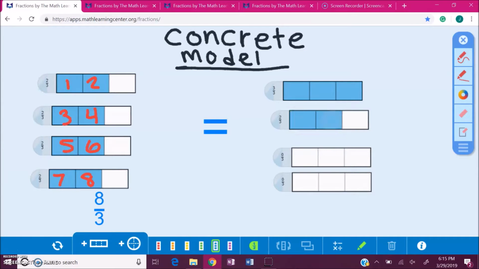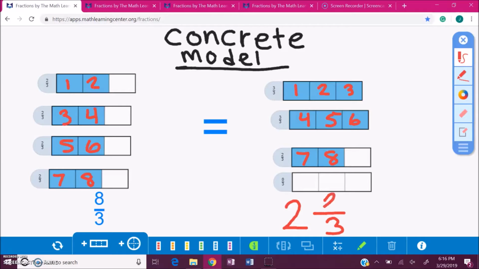Again, we will shade in a total of 8 thirds. Once all the shaded parts are combined, we can count a total of 8 shaded parts. We can see that we have a total of 2 wholes and 2 thirds. Now we can visually see that 2 and 2/3 is equal to 8 thirds.